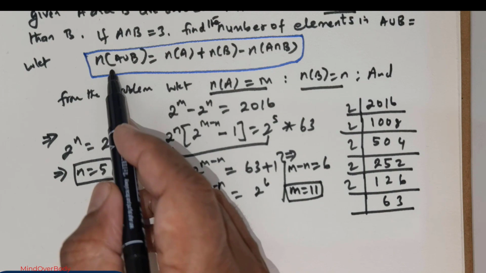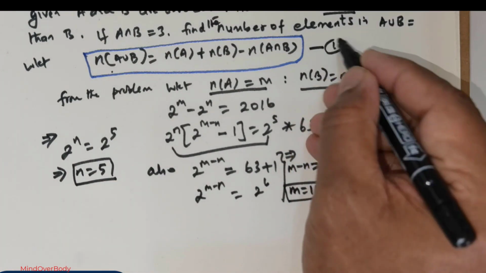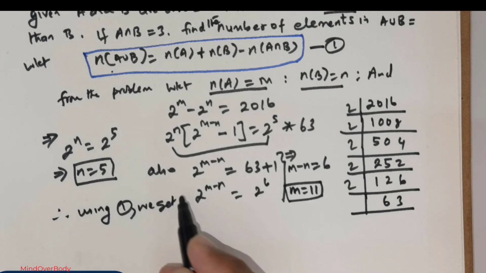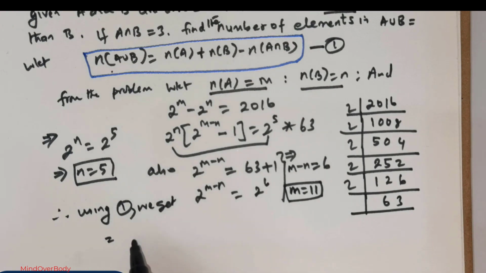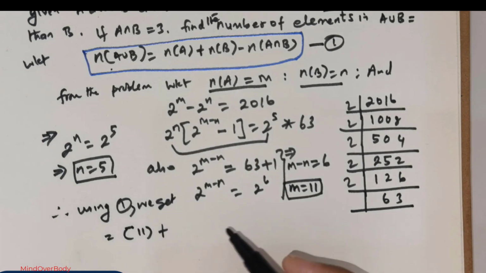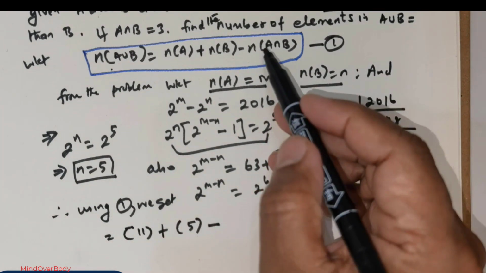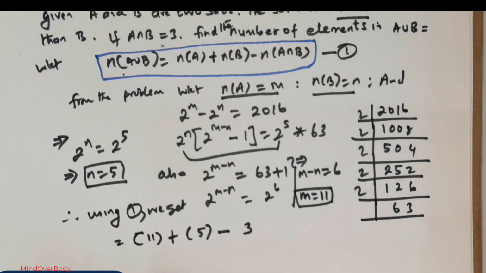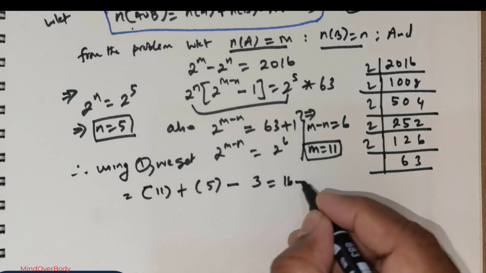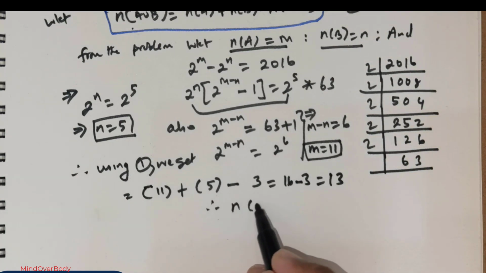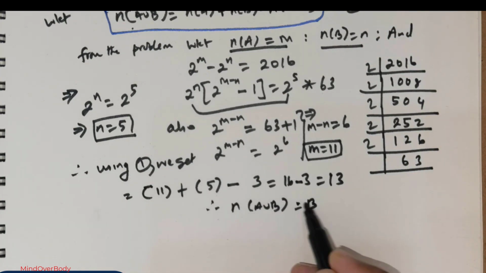Now we need to extract n of A union B. So I'm taking this as 1. So therefore using 1 we get, so what do we get? We get n of A is given to be m, so that's going to be 11. So 11 positive 5 negative n of A intersecting B, that's given as 3. You see that? Substitute that. So over here you got 16 negative 3, which is going to give you 13. So therefore n of A union B is equal to 13.